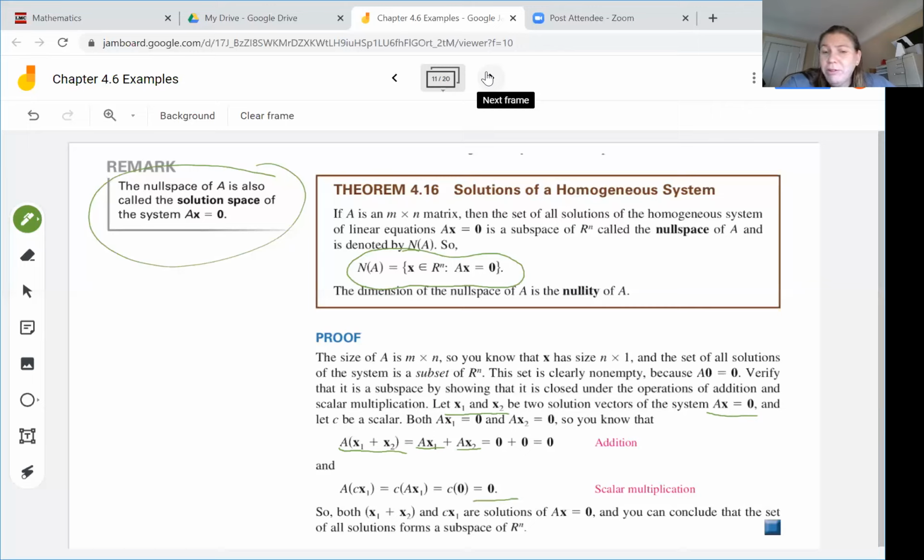So both vectors x1 plus x2 and scalar c times vector x1 are solutions of Ax equals 0, and you can conclude that the set of all solutions forms a subspace of Rn.